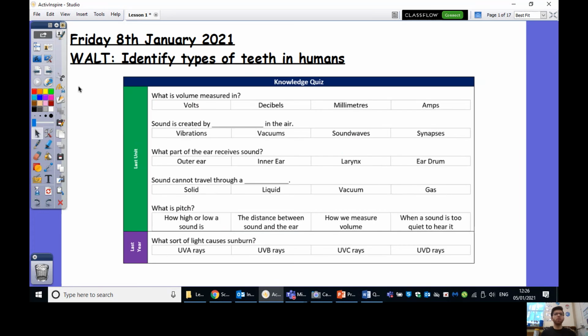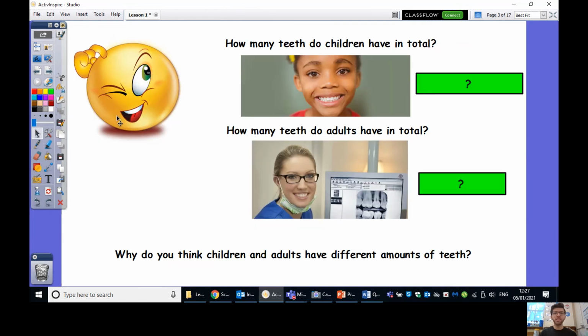So today our WALT is identifying types of teeth in humans, and I'm sure you managed to guess that off the sort of horrific worksheet and the big picture of the mouth over there. So we're going to be looking at identifying different types of teeth, their names, the numbers of teeth that we've got, and where they are in our mouth as well. So what I'd like you to do is have a think. How many teeth do you think children have in total?